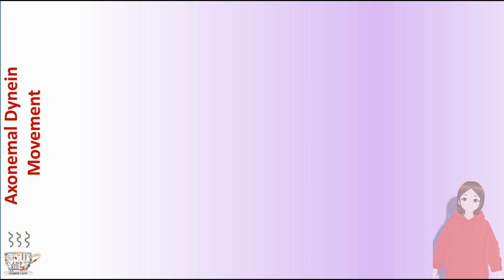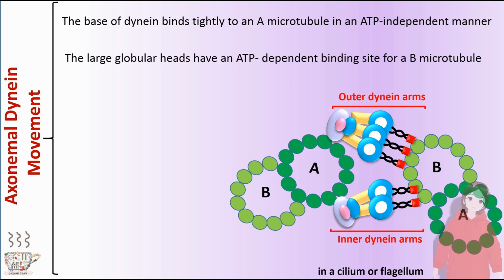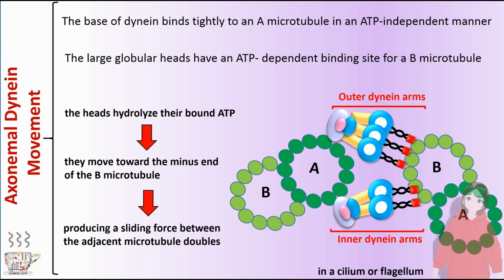Axonemal dynein movement. The base of dynein binds tightly to an A microtubule in an ATP-independent manner. The large globular heads have an ATP-dependent binding site for a B microtubule. The heads hydrolyze their bound ATP, then they move towards the minus end of the B microtubule. Finally, it produces a sliding force between the adjacent microtubule doublets.